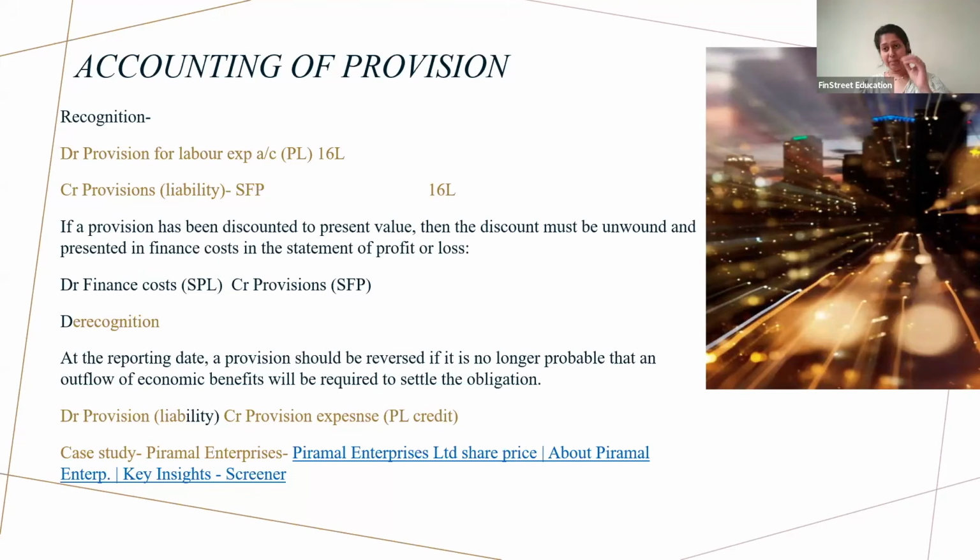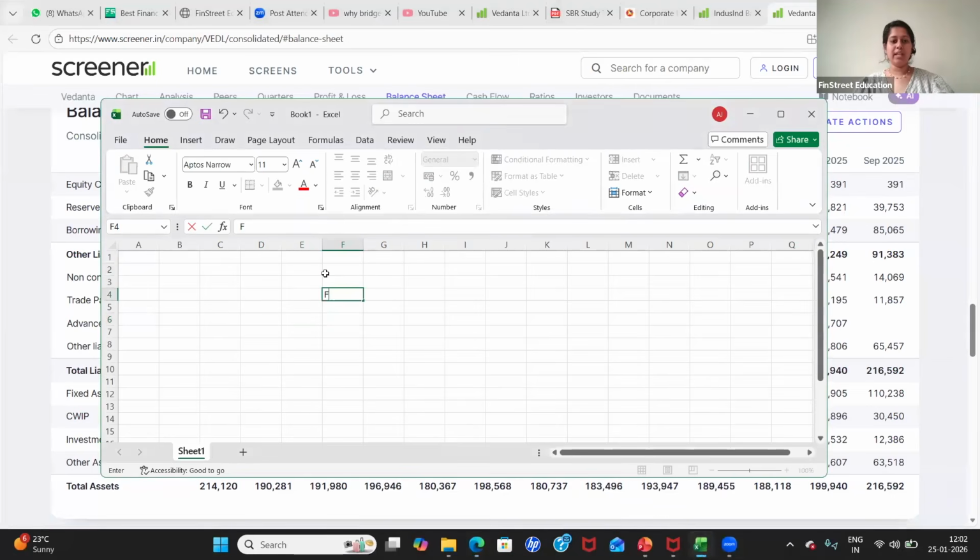Now, if I have taken it discounted to present value, then the finance cost also has to be unwound. To give you a simple example, let me open my Excel. Let's say the future cost is 20 lakhs and the present value is 16 lakhs. And the period is 4 years, so the finance cost every year is 1 lakh. This is very simple, just for understanding.